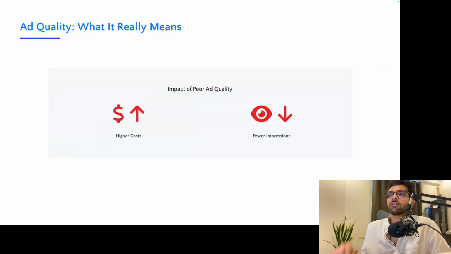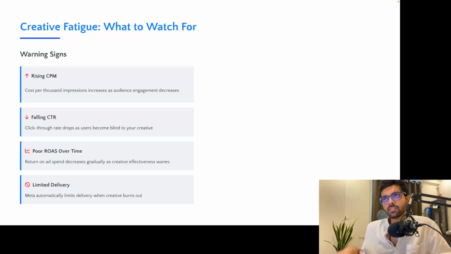And if your ad quality is poor, then your cost will be higher to get the same number of impressions, right? At the same time, even if you have a winning ad, if you keep spending money on the same ad without making any changes, your CPMs will rise, your CTRs will fall, and your ROAS will decrease over a period of time. Why? Because the same person has now developed a blind eye. You're not reaching net new people, right? So your frequency will increase on a daily basis, and to deliver the same ad, you'll have to pay more.